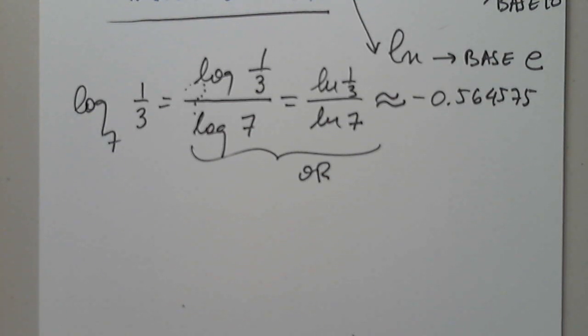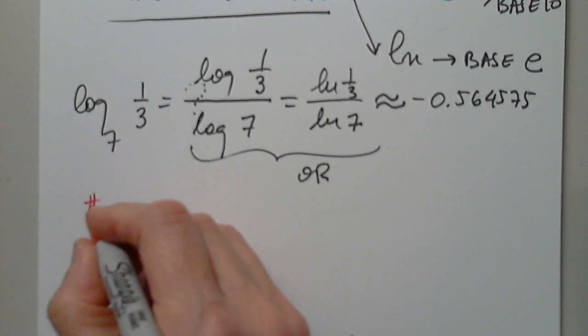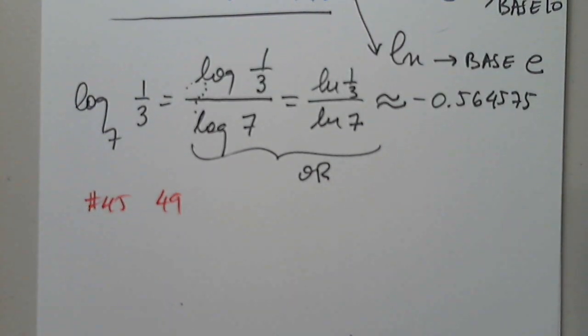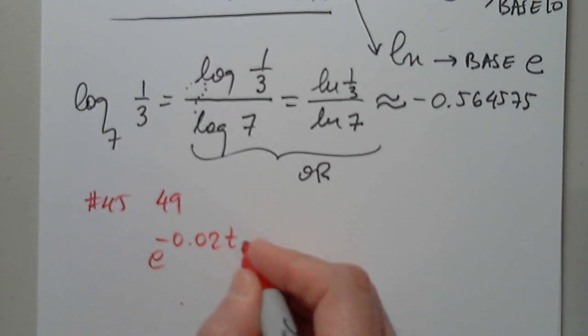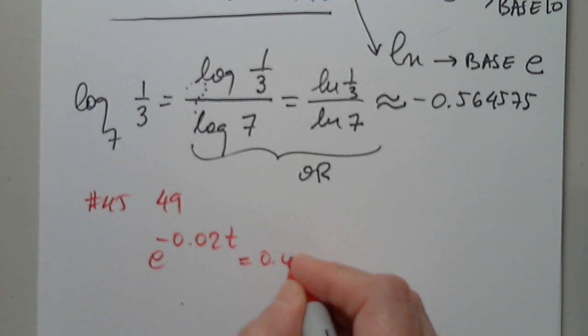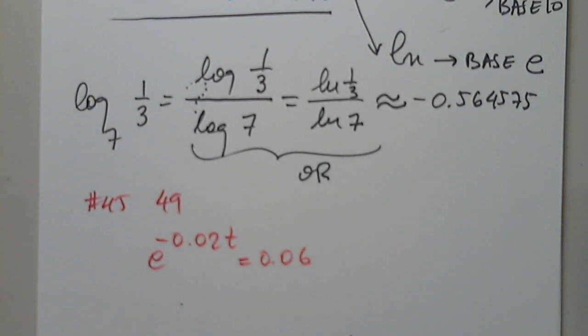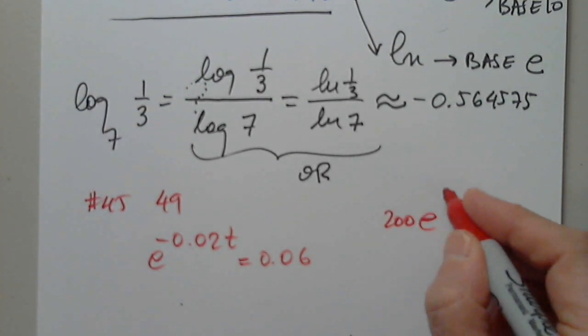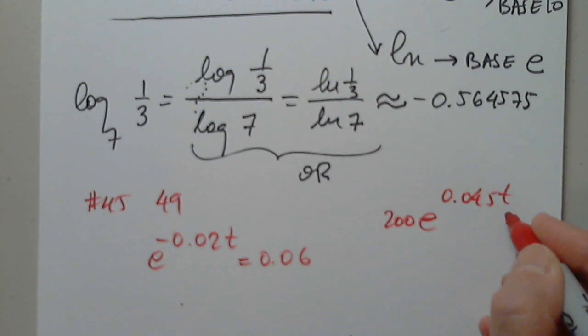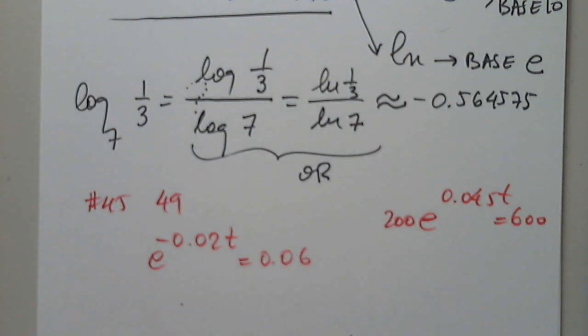Anyone, ladies and gentlemen, please? Can we do 45 and 49? Yes, 45 and 49. Perfect. So let's take a look at 45. In 45, we have e to negative 0.02t equals 0.06. I'm going to copy 49. It's easier if I copy it here. 200 e to 0.045t equals 600. Perfect. Good.